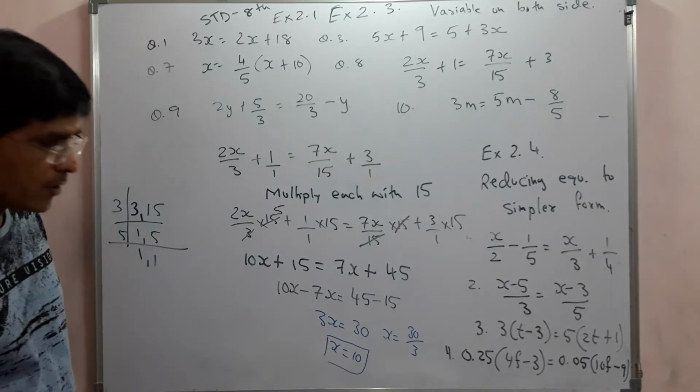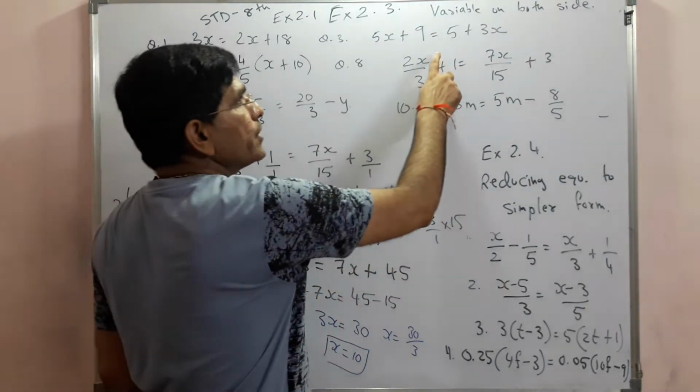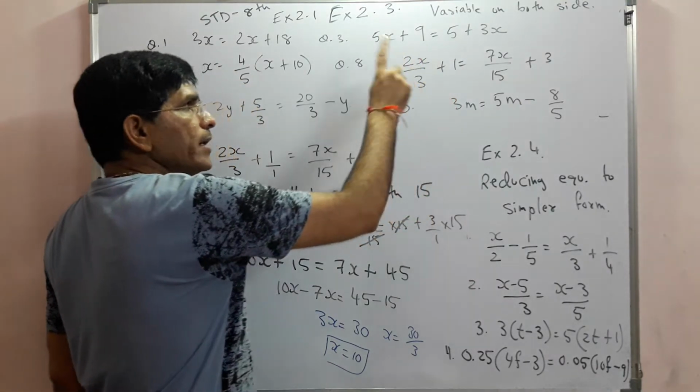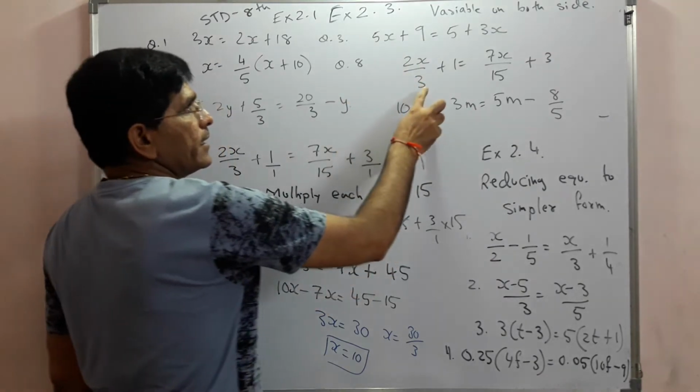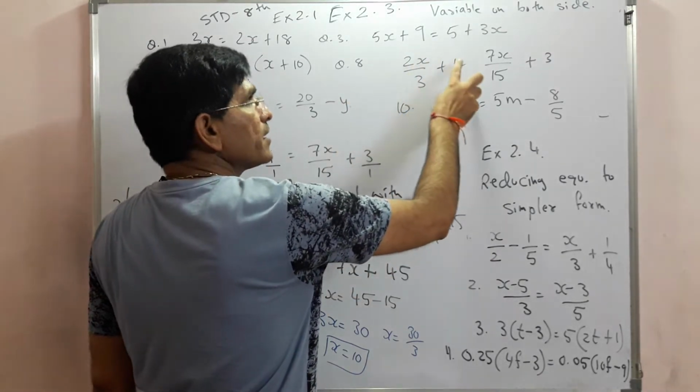Again, now if you want to check that x equal to 10, I have to put it in. So 10 into 2, that is 20. 20 divided by 3 plus 1, that is 3 ones are 3. 20 plus 3 by 3.